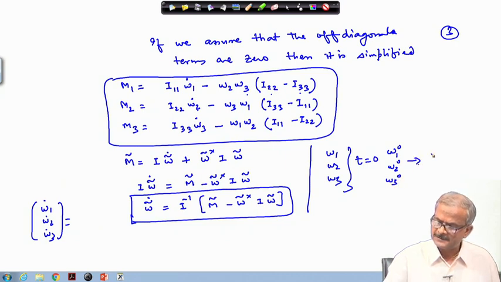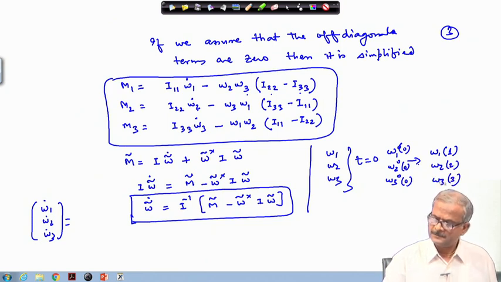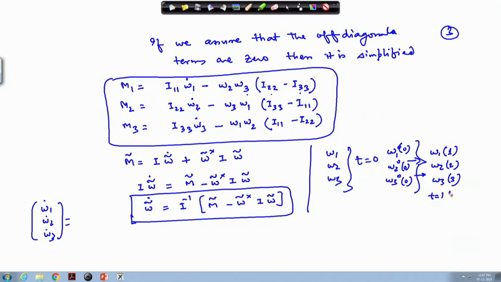So, for the next instant, if you update, say after 1 second, how much it will be. You can write that with a subscript 0 to indicate the time t equal to 0. So, the next time it will be omega 1, omega 2, omega 3. From here you will get the angular velocity of the body at the time t equal to 1 second.